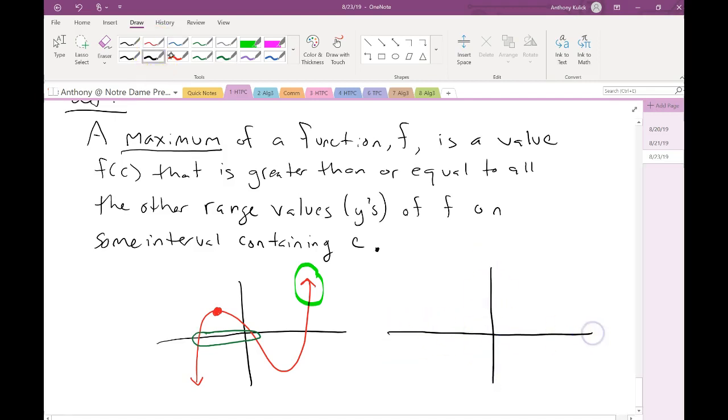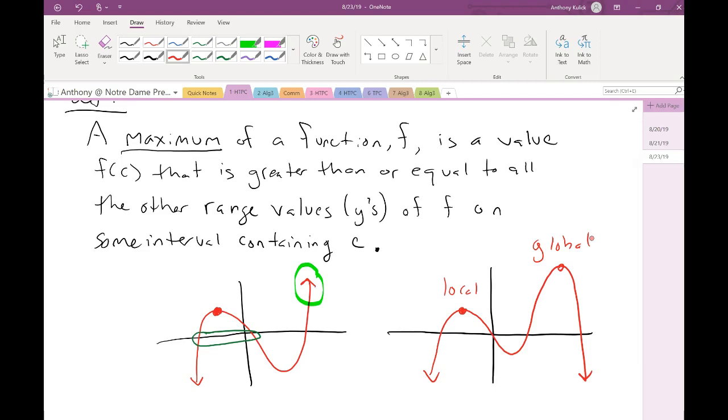Instead, let's say that I have this one. This point here is a local, and this one is a global. Again, the global is the highest of all the y's. A local is high in some little neighborhood around it. Everybody okay with that idea?